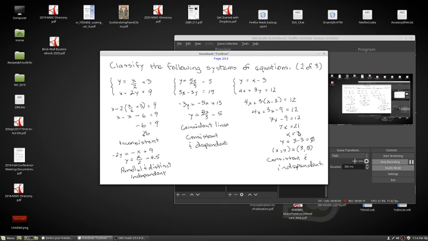So this is going to tell us then, if we plug this 3 into our first equation, 3 minus 3 is 0. So that tells us that it intersects in a single point.